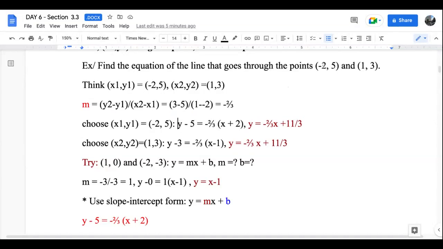Then we can use either point. We can use the first point or we can use the second point. Let's use the first point. We write down y minus y1: y minus 5 equals the slope multiplied by x minus x1. We can simplify it. If we simplify it, we get the slope-intercept form.